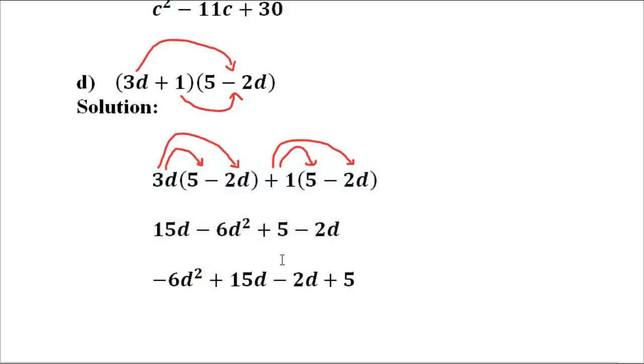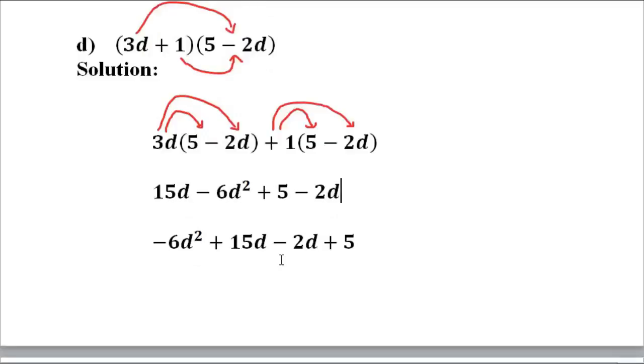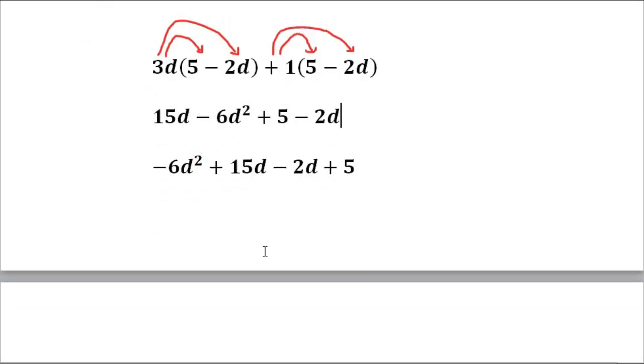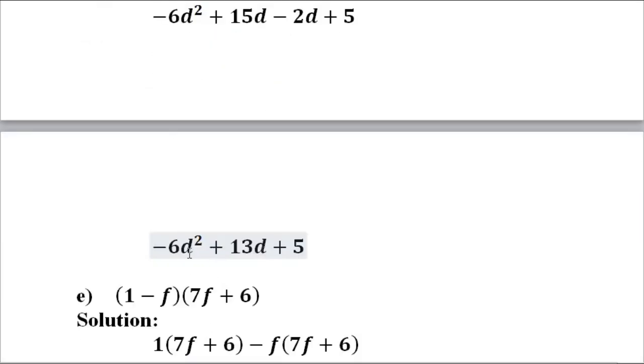Now we look for like terms. Since the only like terms in this expression are positive 15d and negative 2d, combining them gives us positive 13d. So, negative 6d squared, positive 13d, positive 5 is our simplified expression because we can't add or subtract those terms.